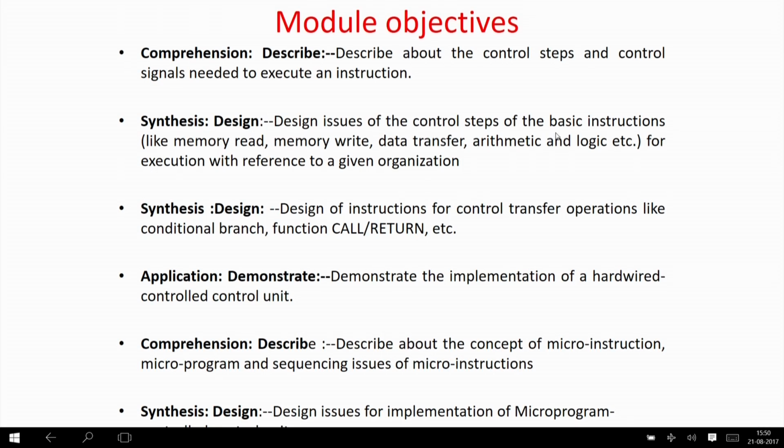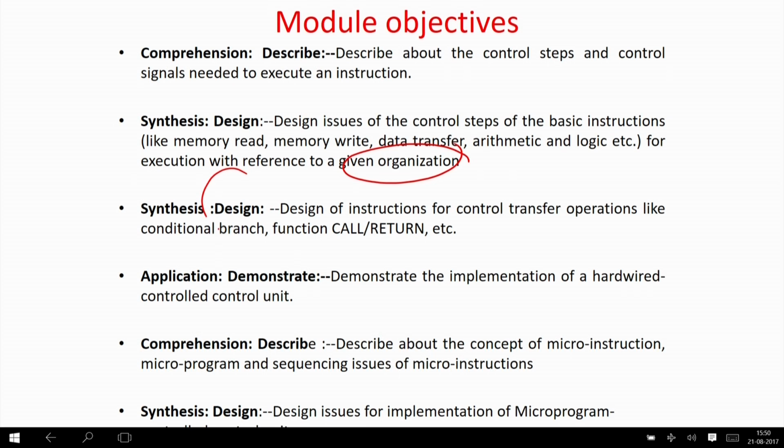Then there is a synthesis objective. It says you will be able to design the control steps of the basic instructions, like read memory for execution, for a given organization. That means you will be able to design a computing control unit system for a given organization. If it is a single bus or multiple bus, you will be able to design the control steps required. You can also design the micro instructions and the control signals required to be generated. It can be microprogram control or hardware control. So you will be able to design such a system based on a given organization.